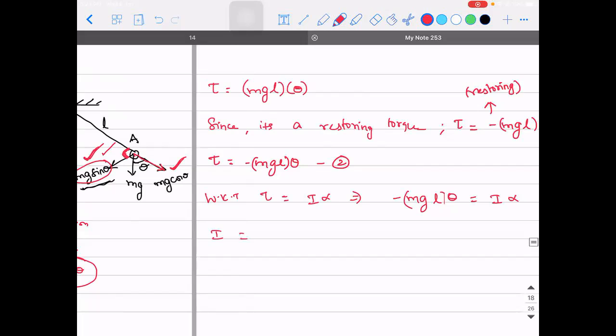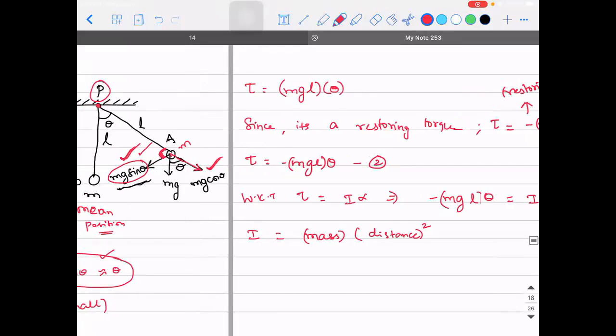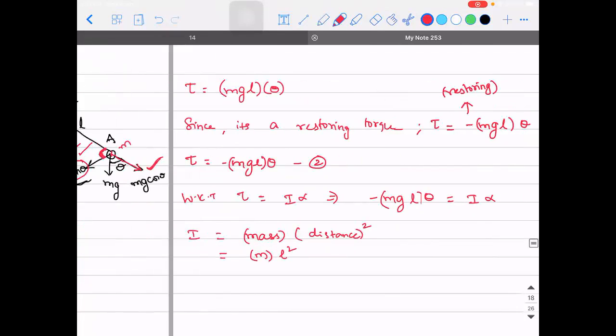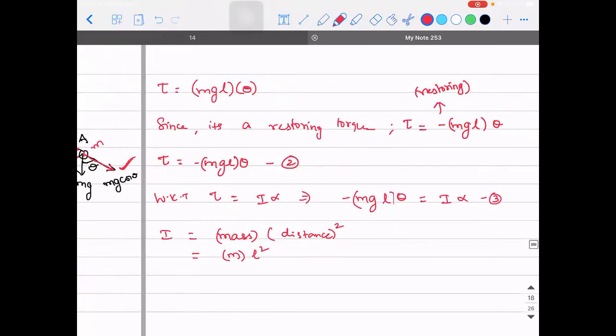Moment of inertia of a particle is equal to mass into distance. So the mass is here. And how much is the distance from A to P? L, sir. It is m into L square. Let us see 3, let us see 4. Take 4 and substitute it here. What will you get? You will get minus mgl into theta is equal to ml square into alpha. Correct?